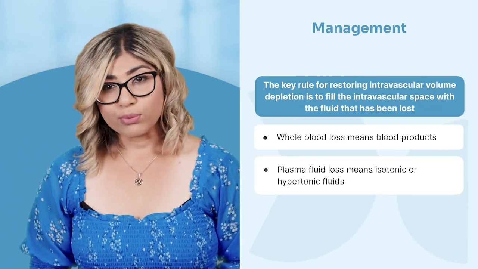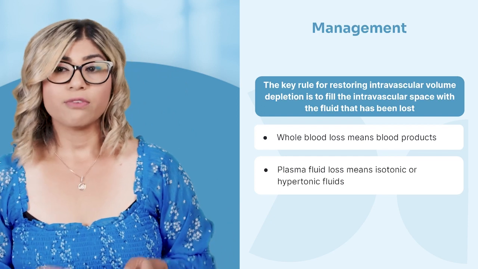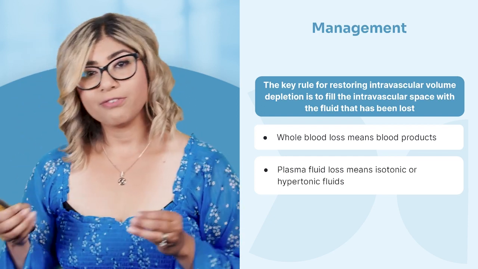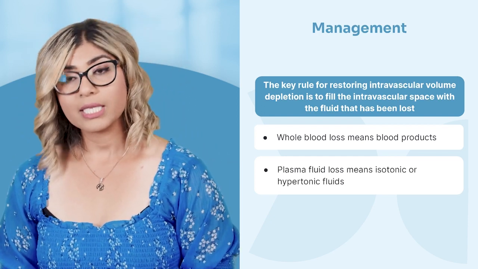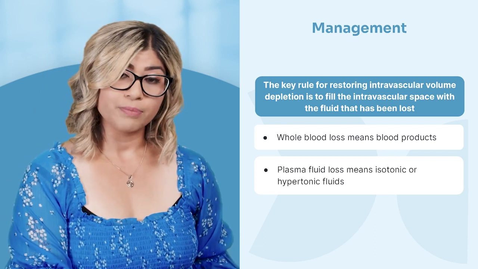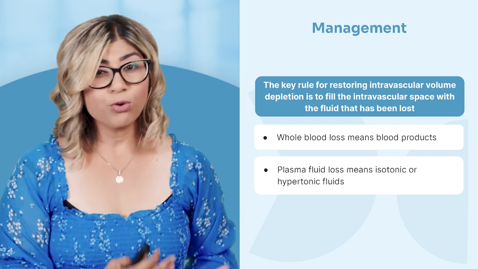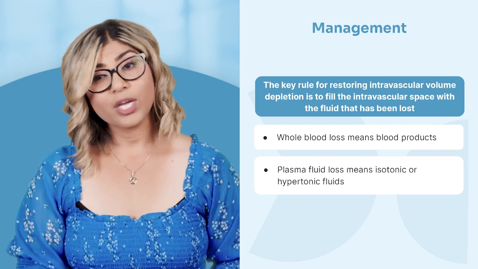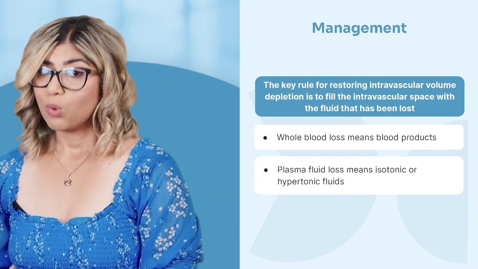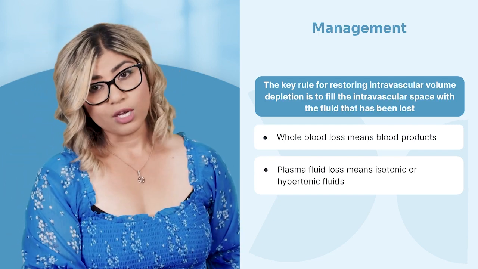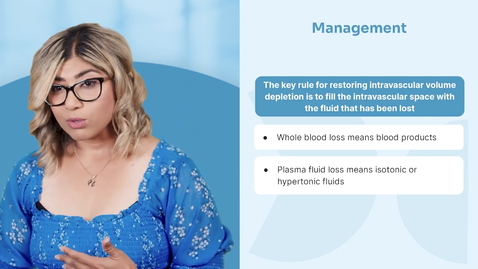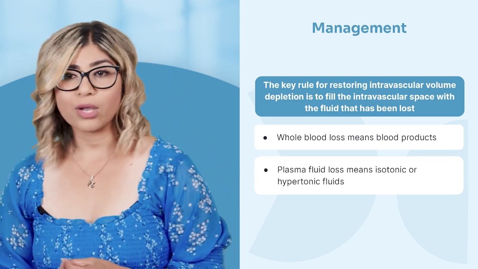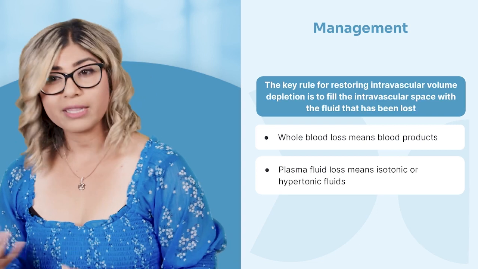The key rule for restoring intravascular volume depletion is to fill the intravascular space with the fluid that has been lost. So when we talk about whole blood loss, this means we're going to fill with blood products. When we talk about plasma fluid loss, this means we're going to fill with something like an isotonic or a hypertonic fluid. And we'll talk about this in more detail.